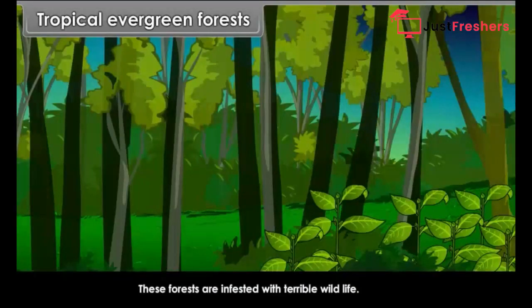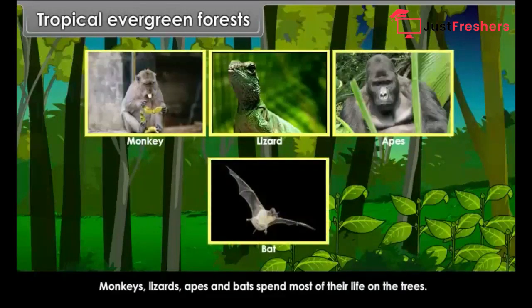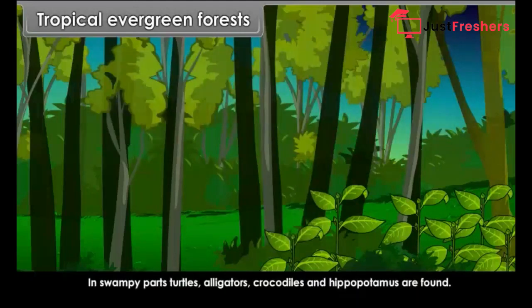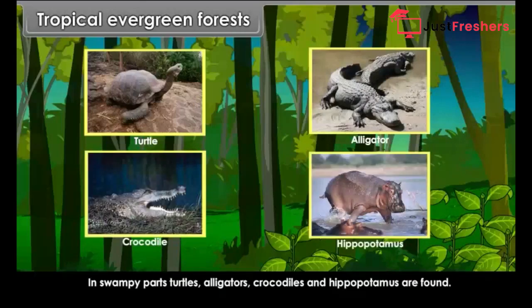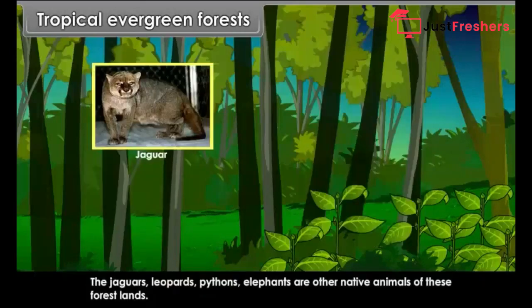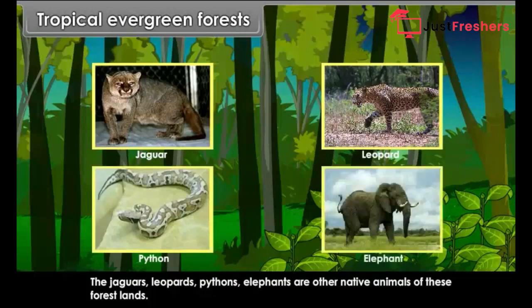These forests are infested with terrible wildlife. Monkeys, lizards, apes and bats spend most of their life on the trees. In swampy parts, turtles, alligators, crocodiles and hippopotamus are found. The jaguars, leopards, pythons, elephants are the other native animals of these forest lands.